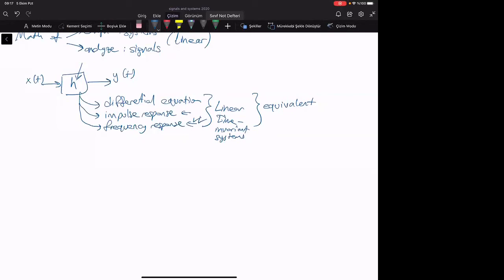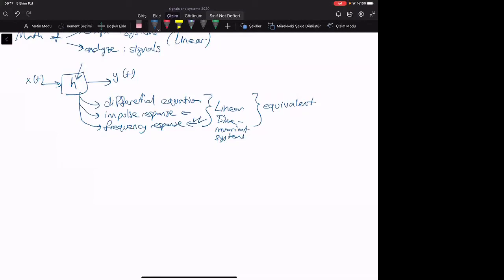And systems have responses. According to the input, they produce the response. If you input an impulse, if you just perturb it abruptly, then the response will be an impulse response. Or if the input is a sinusoidal oscillatory signal, then the output will be the frequency response of that particular frequency. But you can change the frequency and you can observe how the system behaves. So they are the same things. We will see some examples. We will start seeing some examples.